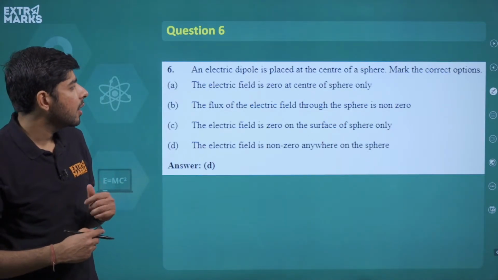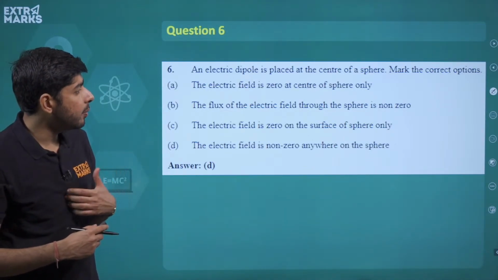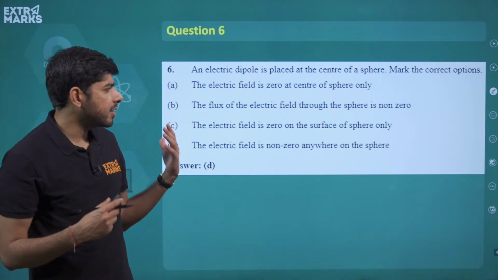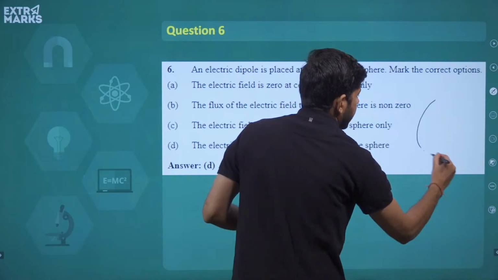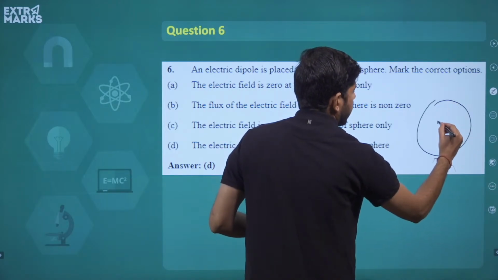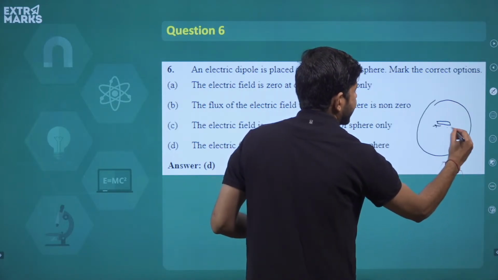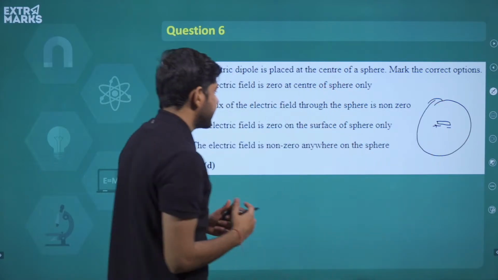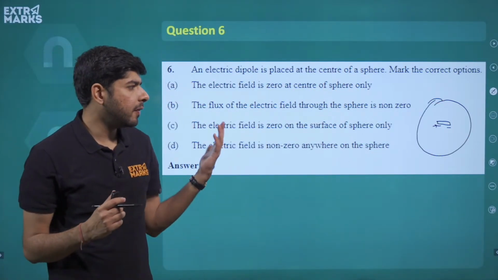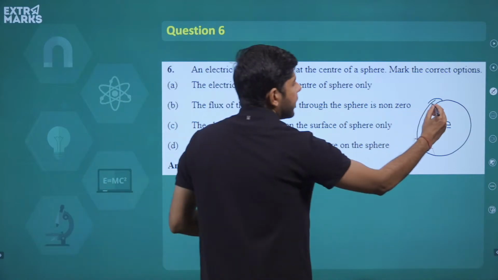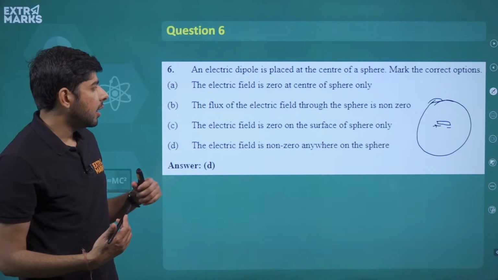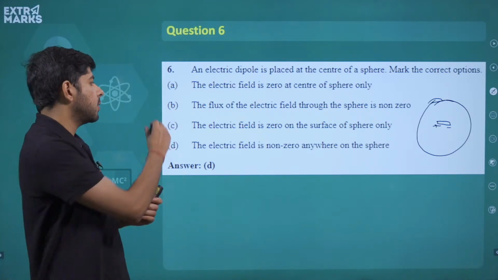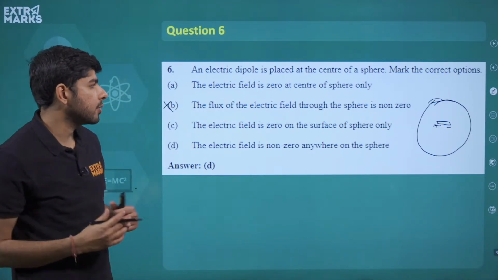Alright, next one. This is again about dipole, and it is asking about flux and electric field. There is a sphere, and inside the sphere we have a dipole. A dipole is a positive charge and a negative charge. Obviously the first thing that comes to mind is that the net charge is 0, so the flux is going to be 0. So the electric flux through the sphere is 0, so of course this option is correct because it is saying non-zero.